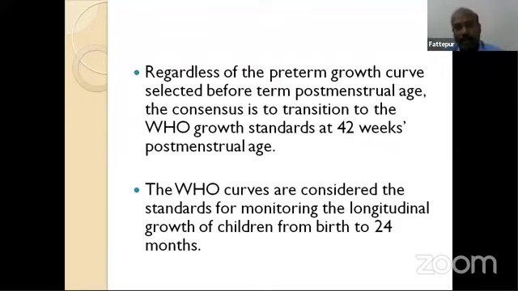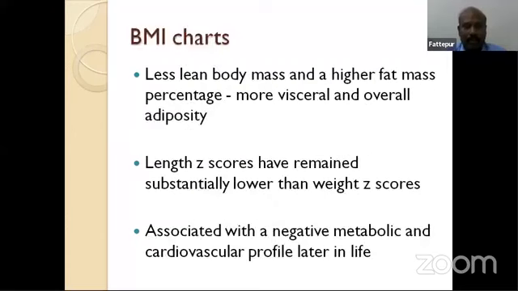So whatever growth charts we are using, once the child has attained a term gestation, corrected gestational age, post-menstrual age, we have to start using the WHO growth charts. That is the recommendation, because the WHO curves are considered the standard for monitoring the longitudinal growth of a child from birth to 24 months. The Intergrowth charts, though they were there for up to 2 years, recommend even the WHO charts itself.